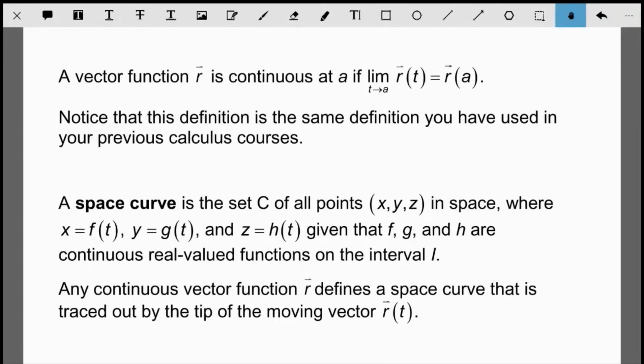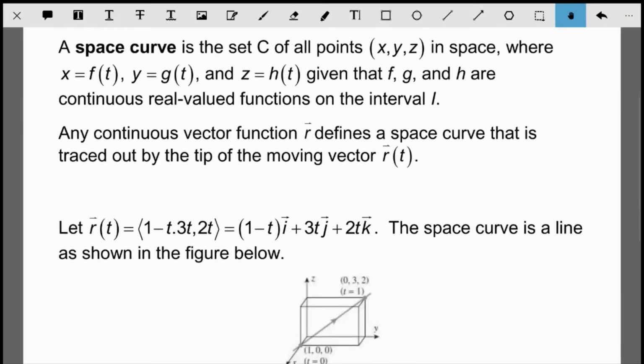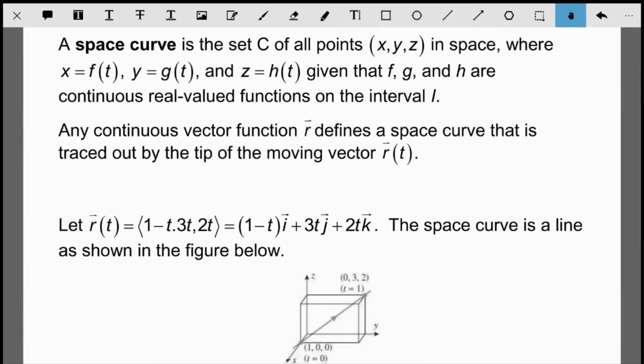Okay, so nothing different. Now, another thing we're going to start to get into here is what we call a space curve. So a space curve is a lot like when we were dealing with parametric equations in 2D, and we would have the x component in terms of t and the y component in terms of t, and then we could graph it on the calculator, and you could look at the x and the y separately. Well, now the only thing we're doing is bringing the third dimension into that.